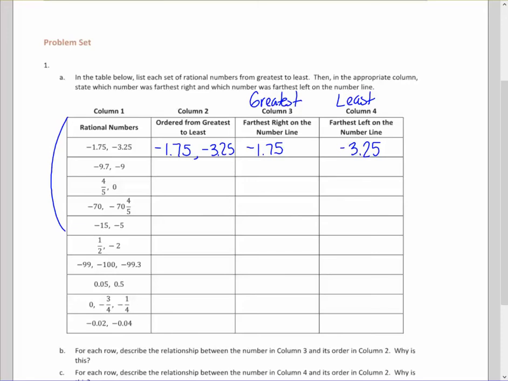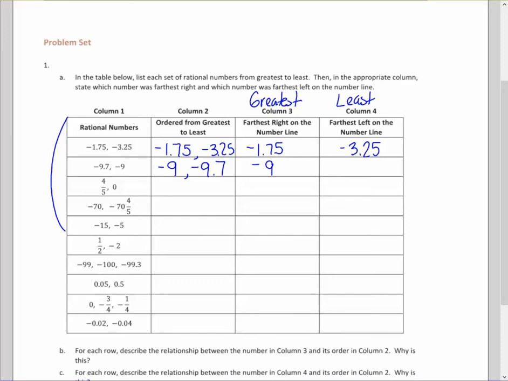All right, negative 9 and 7/10, and negative 9 is what we're comparing. We want the greatest of the two. Well, I'd rather owe someone $9 than owe somebody $9.70. So negative 9 is more money. You have more money than if you were to owe someone $9.70. The one that's furthest right is the biggest of these two numbers, which would be negative 9.